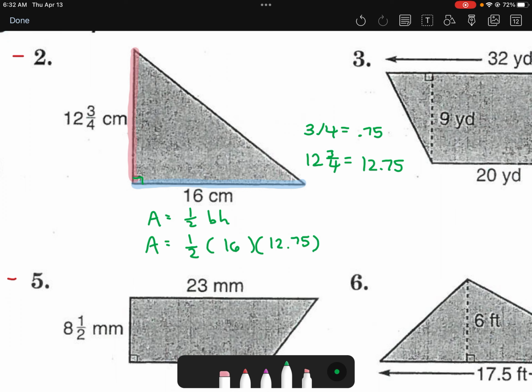Now we're going to type that entire expression into the calculator. So I'm typing 0.5 times 16 times 12.75. And that's going to give me an answer of 102. Remember, the number is part of your answer. The other part is your unit squared.